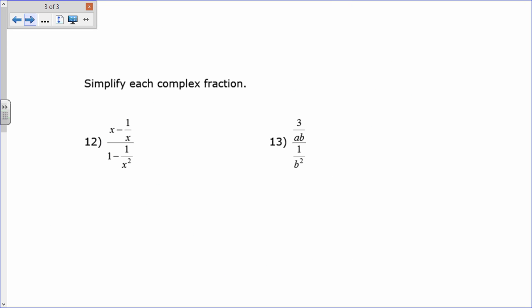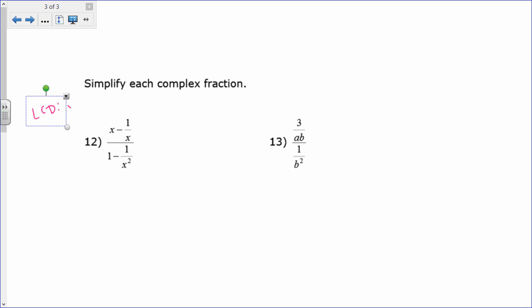All right, we're getting there. Number 12. Simplify each complex fraction. Again, I'm going to find an LCD, and I use LCDs to eliminate the fraction over the fraction. So I use them just like we do when I'm solving equations.